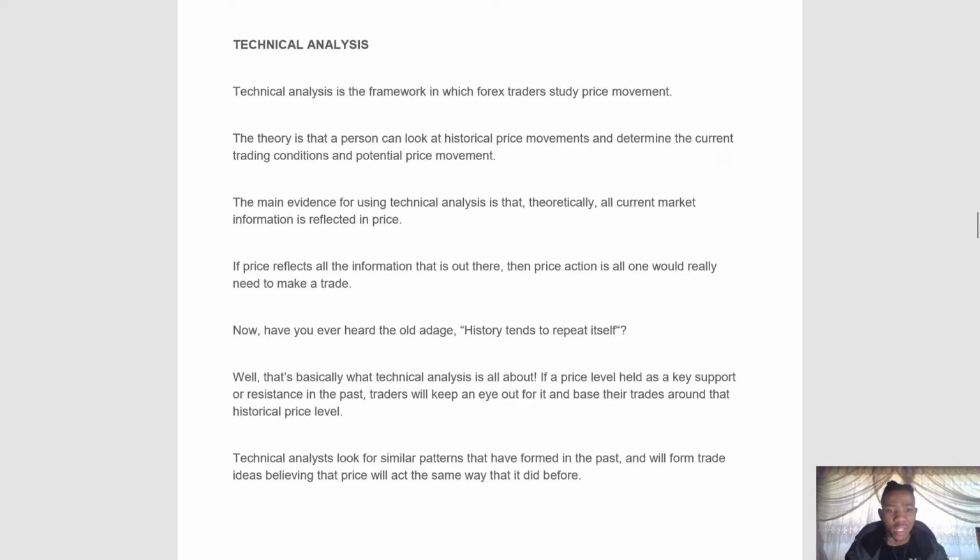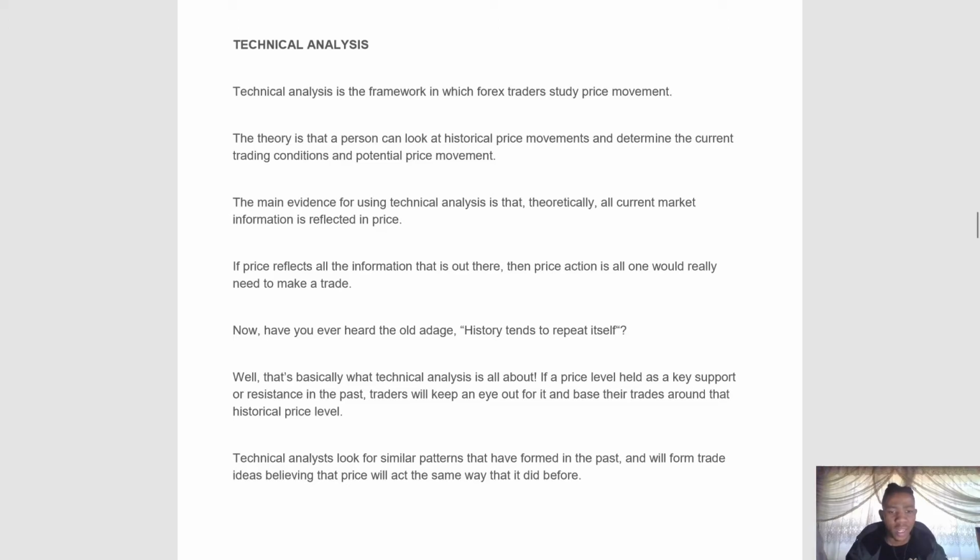So the main evidence for using technical analysis is that theoretically, all the current market information is reflected in price. So if price reflects all the information that is out there, then price action is all one would really need to make a trade. Now, you have heard the old phrase that history tends to repeat itself, that's what we actually use in forex trading. We use the data from the past. We use what we've seen from the markets, which actually helps us know what's going to happen next.